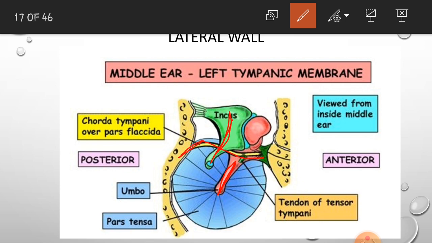This nerve, this is the chorda tympani nerve. It passes over the pars flaccida. Okay, so just remember the name of this nerve. This is the chorda tympani nerve, and it is a branch of the facial nerve. It's coming from the facial nerve. It has two important components. Okay, let's talk about this when I'm going to tell you about the course of this nerve. Then I'm also going to tell you about the two important components of this chorda tympani nerve, a branch of the facial nerve.